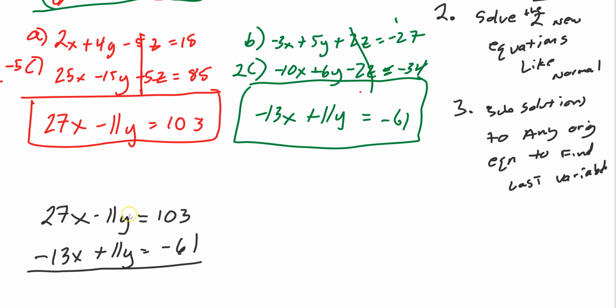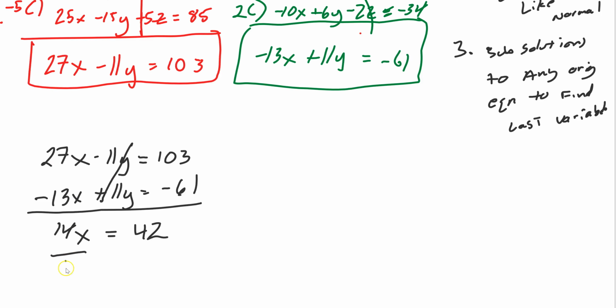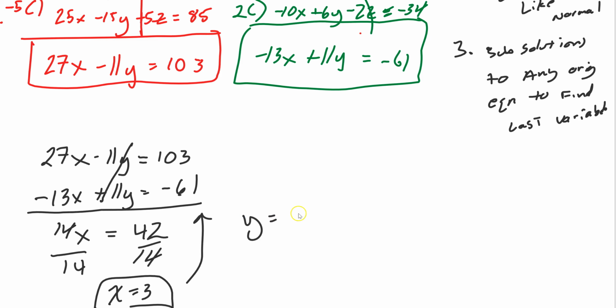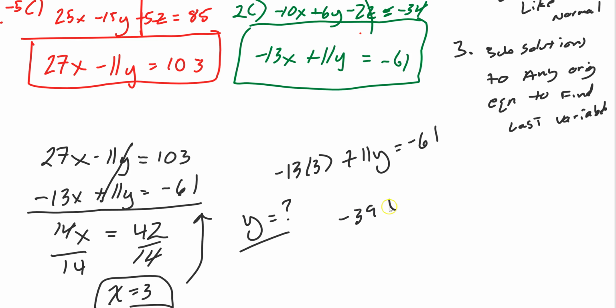I got lucky in this case because my y's cancel out when I add, and I just get 14x equals 42. Then I divide by 14 and get x equals 3. Now I'm not done. Remember, solve like normal. I have my x, so plug it back into one of these to find your y. I'll plug into the bottom one. -13 times 3, plus 11y equals -61. -39 plus 11y equals -61. Add 39 to both sides. 11y equals -22.